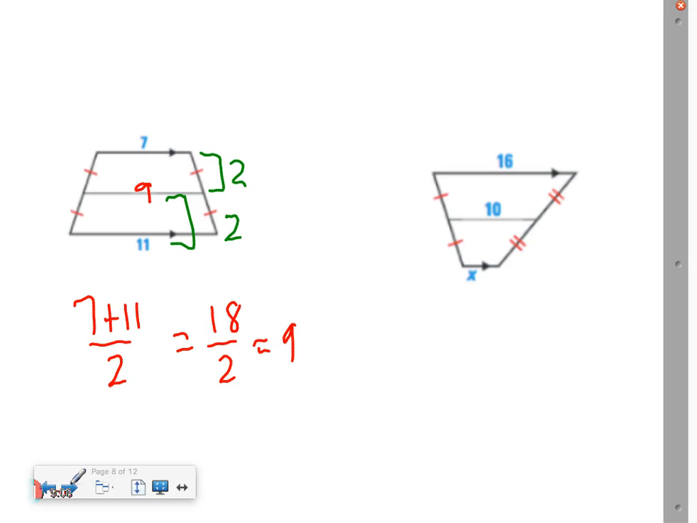So how can we find out what a missing base is then? Gabby, that equal distance. That's how I would do it. What's the distance from 6 to 10? 4. Minus 6. And then how could I find x? 10 minus 6 is 4. That's it.